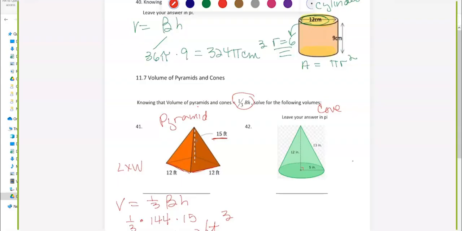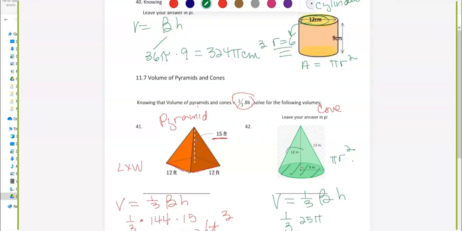Okay, next one is the cone, and this is the last one. So what do I know? I know volume equals 1/3 capital B times H. So once again, the capital B is the area of the base, and this time the base is a circle. So area of a circle is pi r squared. The r is 5. 5 squared is 25. So you will report the capital B as 25 pi.